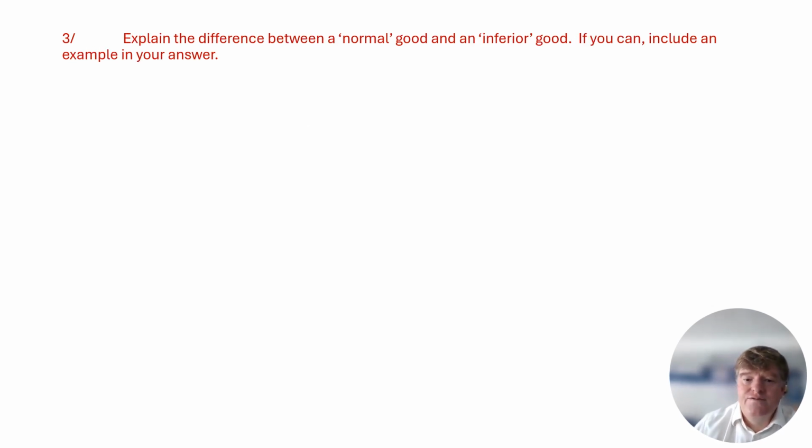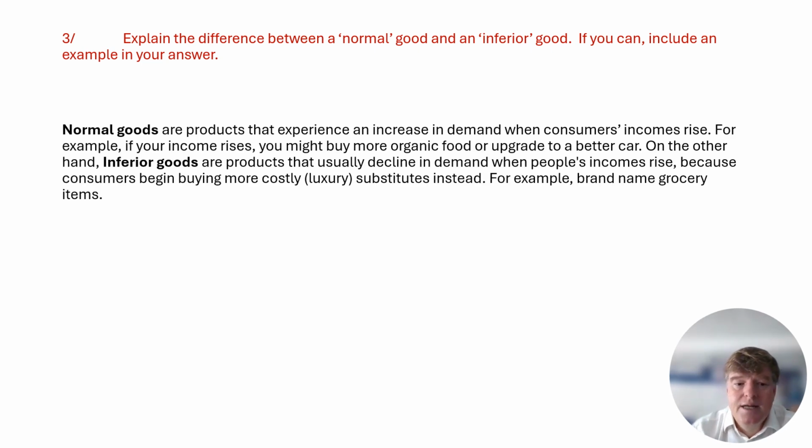Normal goods and inferior goods. What would an example be? So normal goods are the goods that when there's an increase in income, people demand them more. So for example, organic food or cars. Inferior goods, that means that the demand for these decline when people's incomes rise.